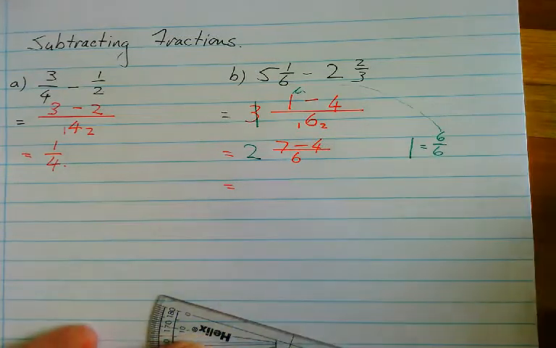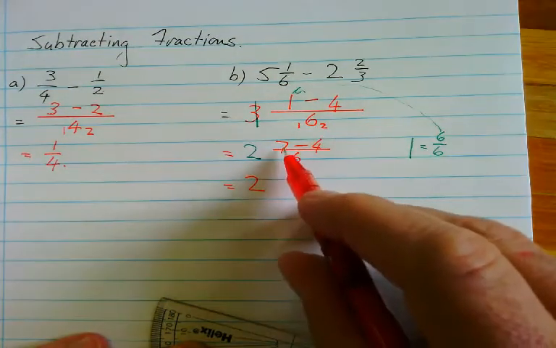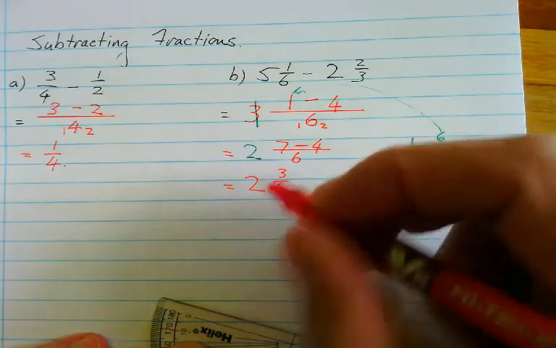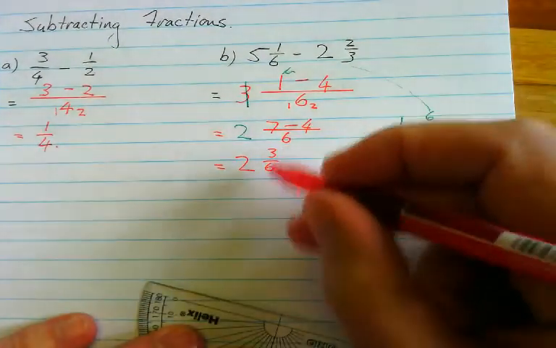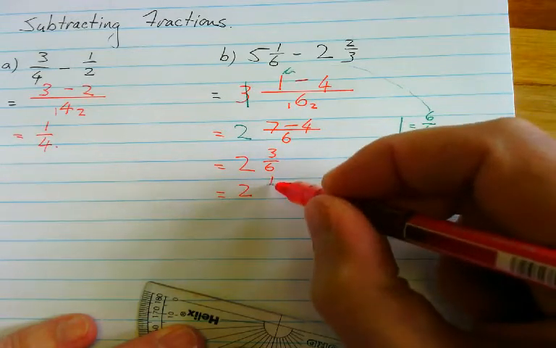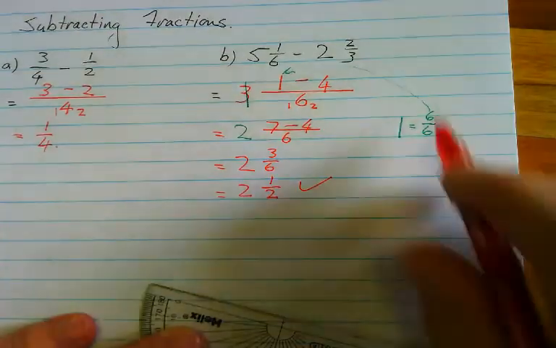And I can complete my sum. I write my whole number down. 7 minus 4 is 3 over 6. And I'm not done, eh? I've got to simplify the 3 over 6. And that simplifies to 3 goes into 3 once and into 6 twice. My answer is 2 and 1 over 2. It's quite a lot of work to do.